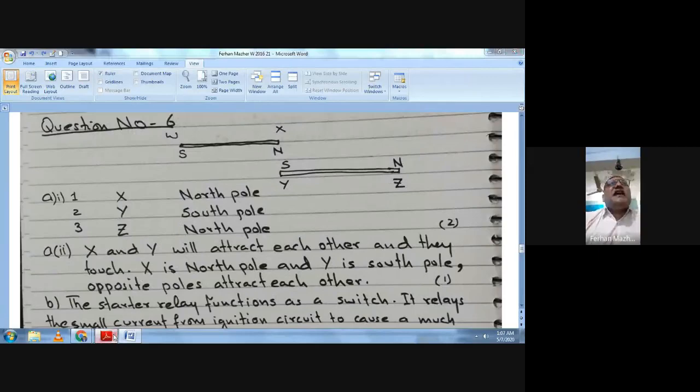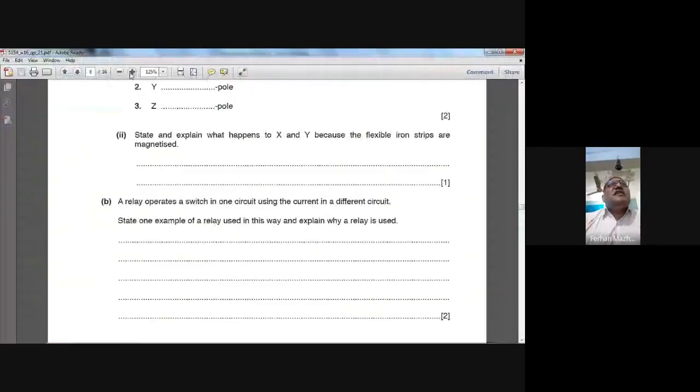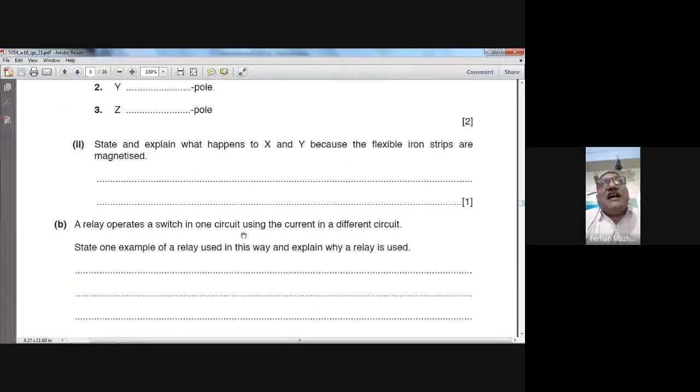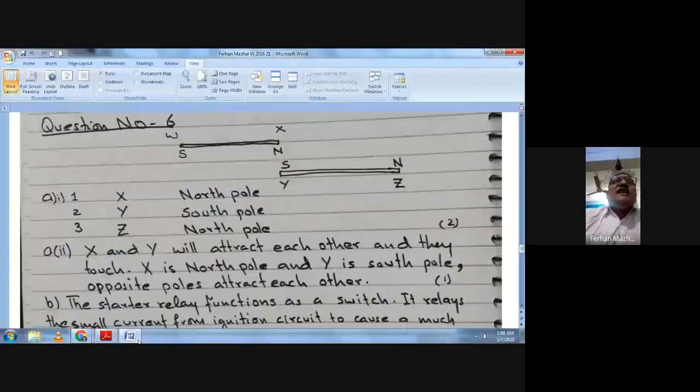Okay, the next question is: state and explain what happens to X and Y because the flexible iron strips are magnetized. These two ends have opposite poles on them. X is a north pole and Y is a south pole. So unlike poles will attract each other. What will happen? They will move towards each other and touch each other.